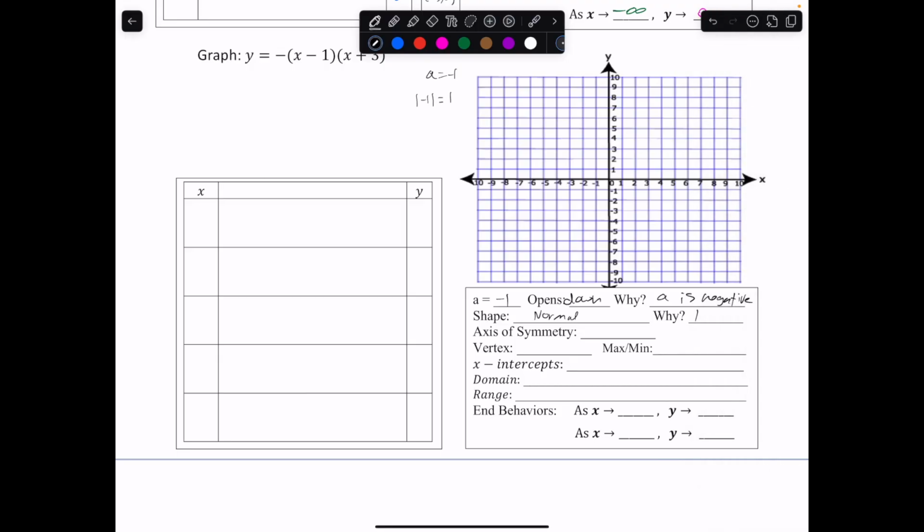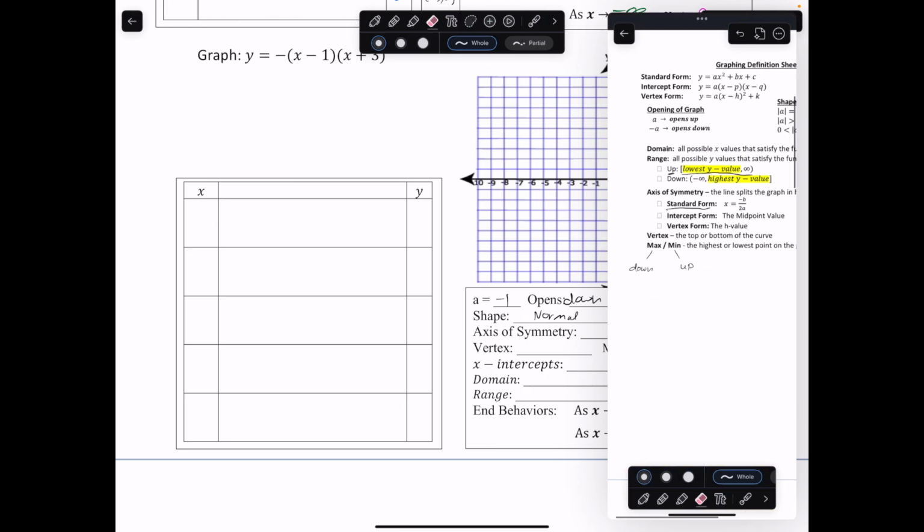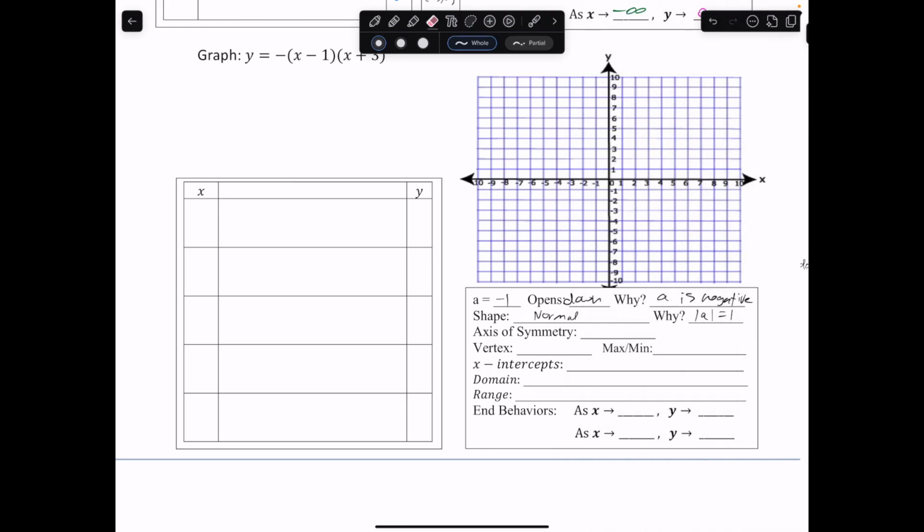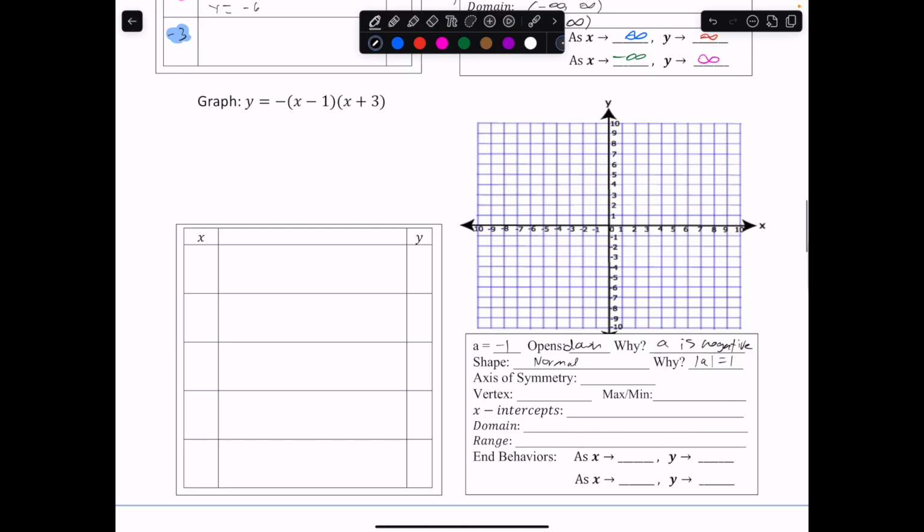Okay, why? Because the absolute value of a is equal to 1. Now the axis of symmetry, well, we need to do some work here, because remember the axis of symmetry in intercept form is the midpoint value. So we need to find the midpoint. So we're going to use the zero product property again. We're going to take every piece that has an x, set them equal to 0. x minus 1 equals 0, and x plus 3 equals 0. Okay, solving for x, we get x equals 1, and x equals -3.